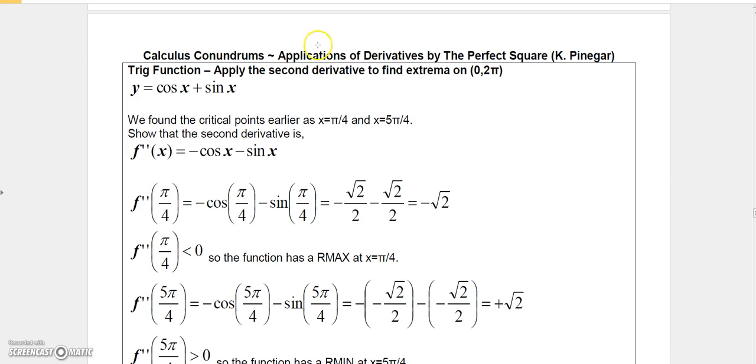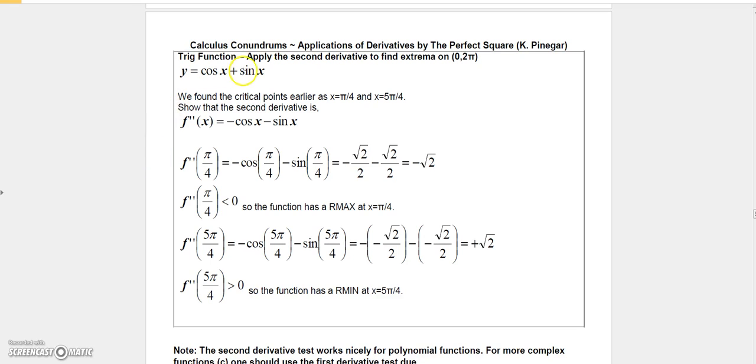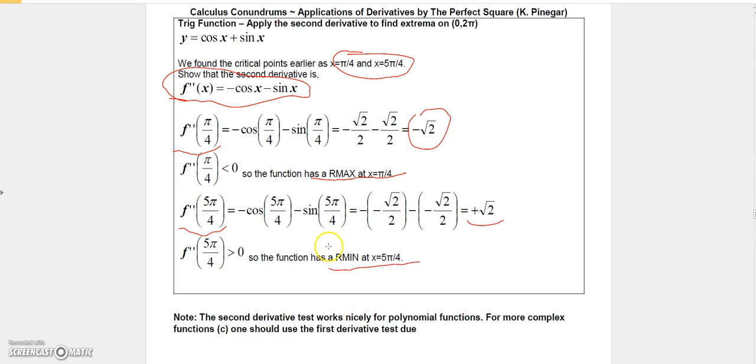Again, I'm going to use this test, but maybe I shouldn't, because really the first derivative test is probably better on a trig function. But remember earlier we found the critical numbers for that function were pi over 4 and 5 pi over 4. So you can easily show that the second derivative is minus cosine x minus sine x, and then just evaluate the second derivative at pi over 4, and I got a negative number, so that means the function has a relative max at pi over 4. And if I evaluate at 5 pi over 4, I got a positive number, so that means the function has a relative min at x equals 5 pi over 4.